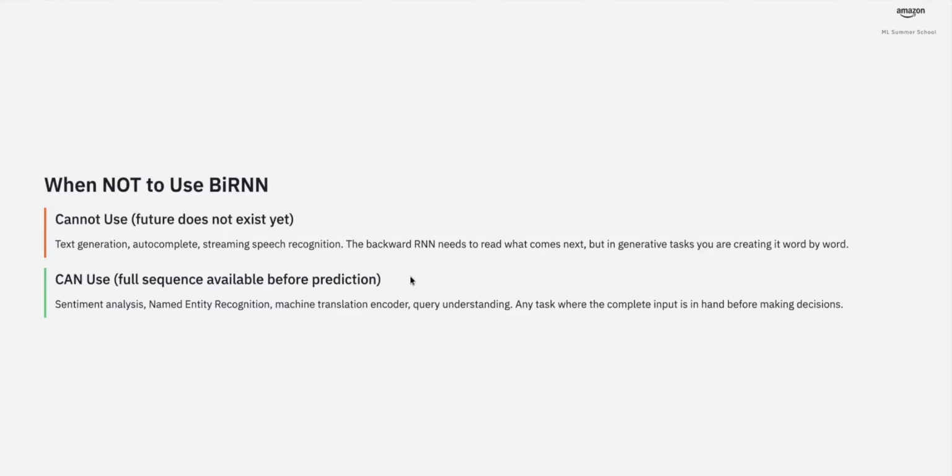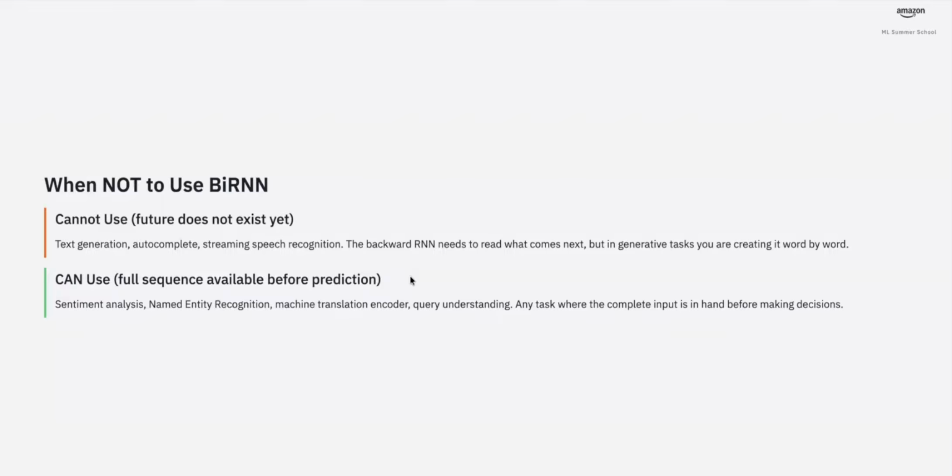But whenever you already have the complete input in hand before making any prediction, bidirectional RNN is exactly the right tool. Sentiment analysis: you have the full review, so read it in both directions and get maximum context before deciding positive or negative. In named entity recognition, you have the complete sentence, so label each word with full left and right context. In machine translation encoder, you have the entire sentence upfront, so you can encode it bidirectionally before the decoder starts generating.